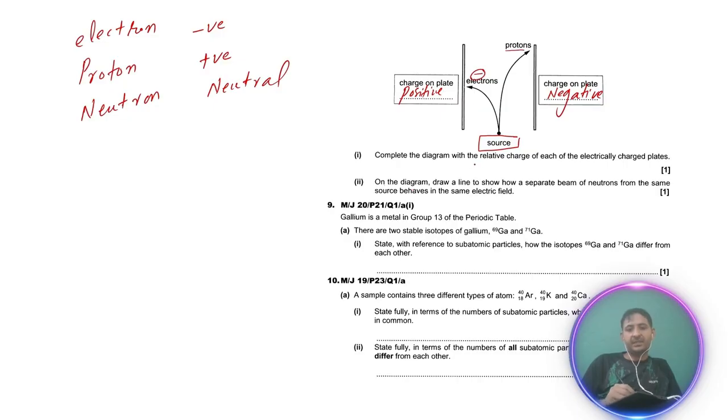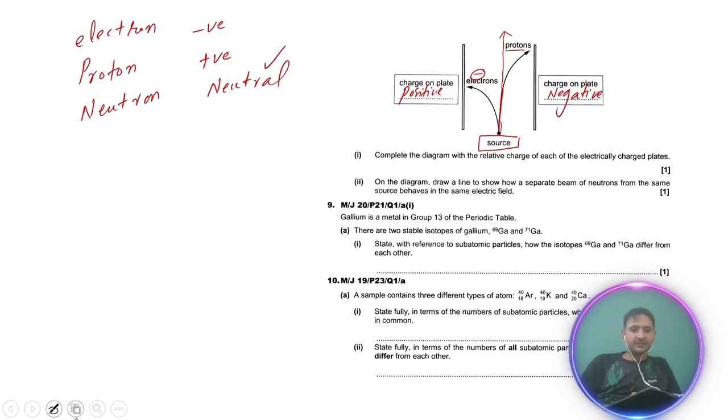So complete the diagram with the relative charge. We have already done this. On the diagram, draw a line to show how a separate beam of neutrons moves. Neutrons are neutral, so there is no effect. The neutron beam will move straight. It is not deflected to either side, because it is a neutral particle.